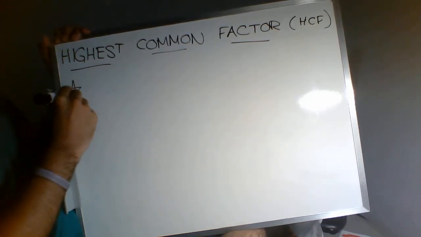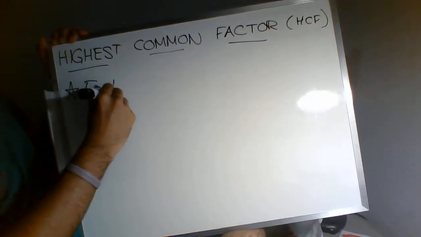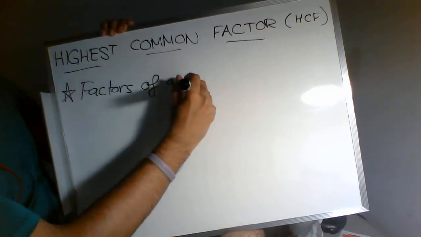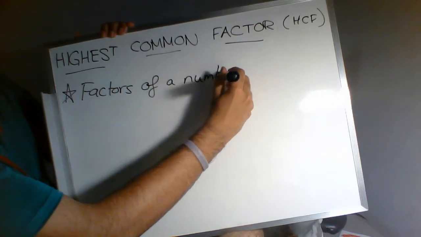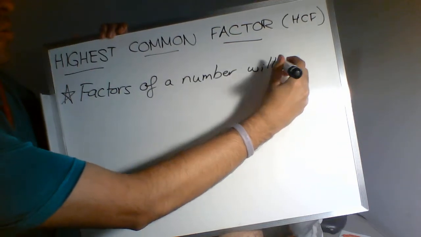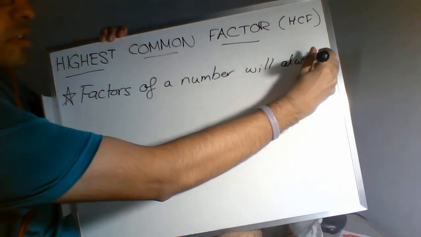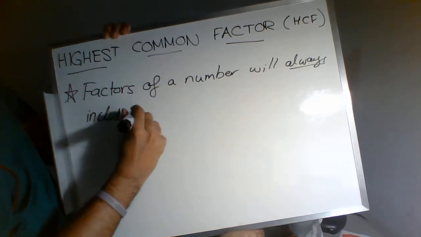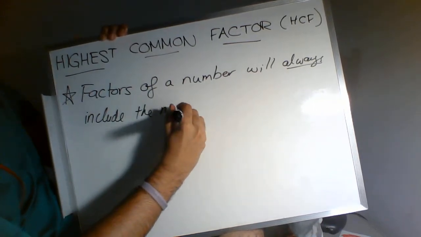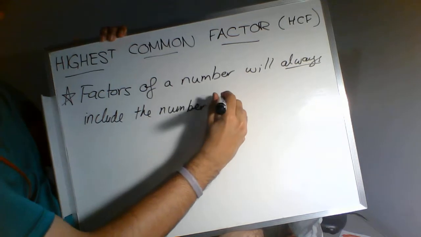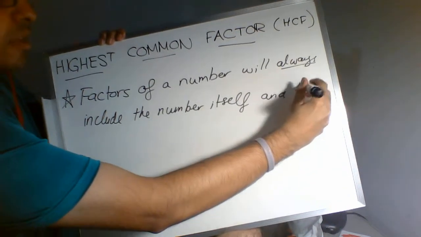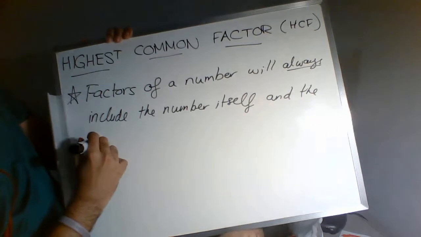Now, an important point is that factors of a number, just any number, any whole number that we're dealing with, will always include the number itself and the number 1.